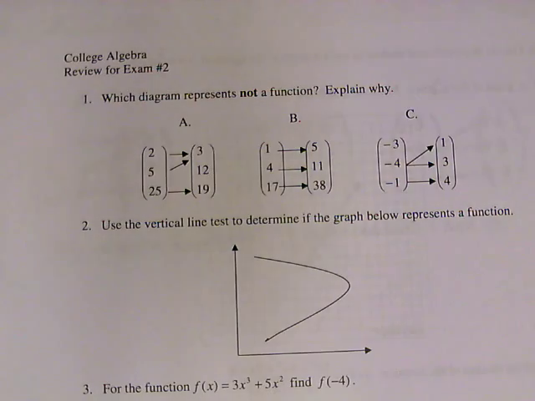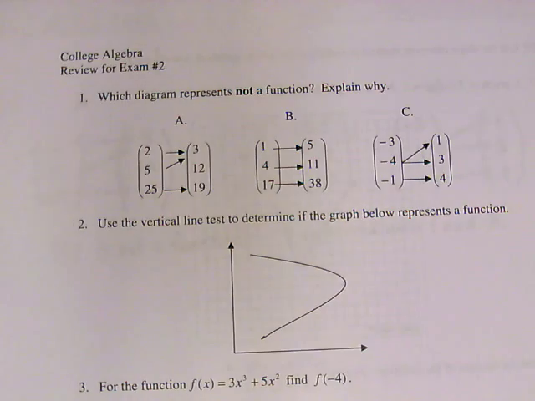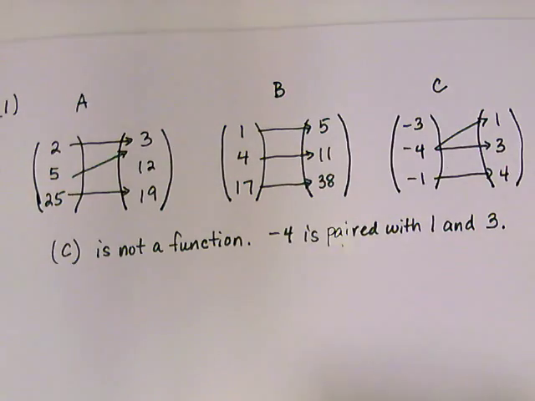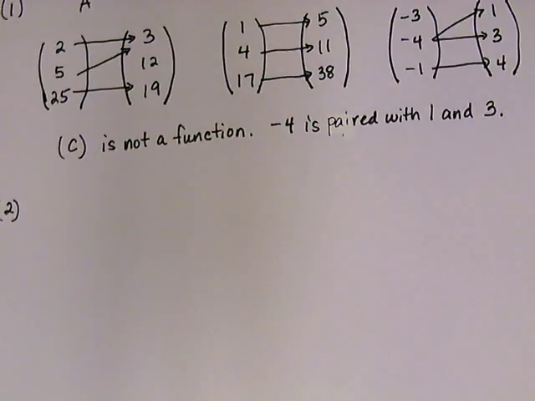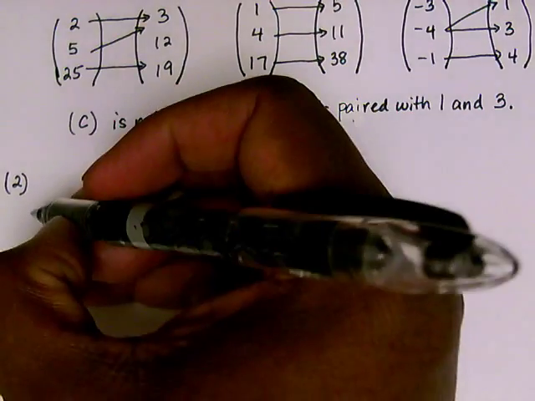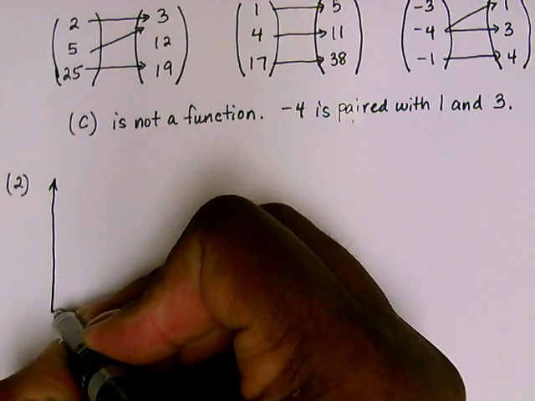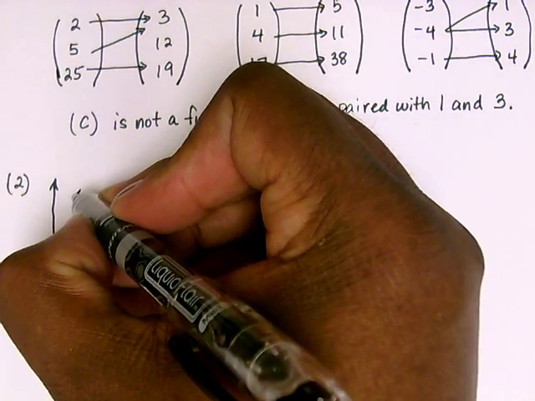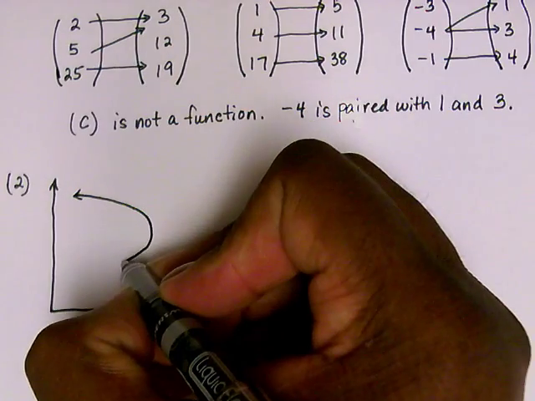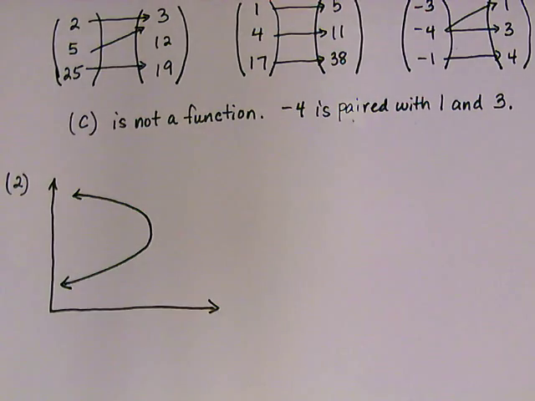Problem number 2 is to use the vertical line test to determine if the graph below represents a function. And there's the graph right there. Now go ahead and draw that here. So here's my x and y axis. That's similar to the graph that's on your review sheet.